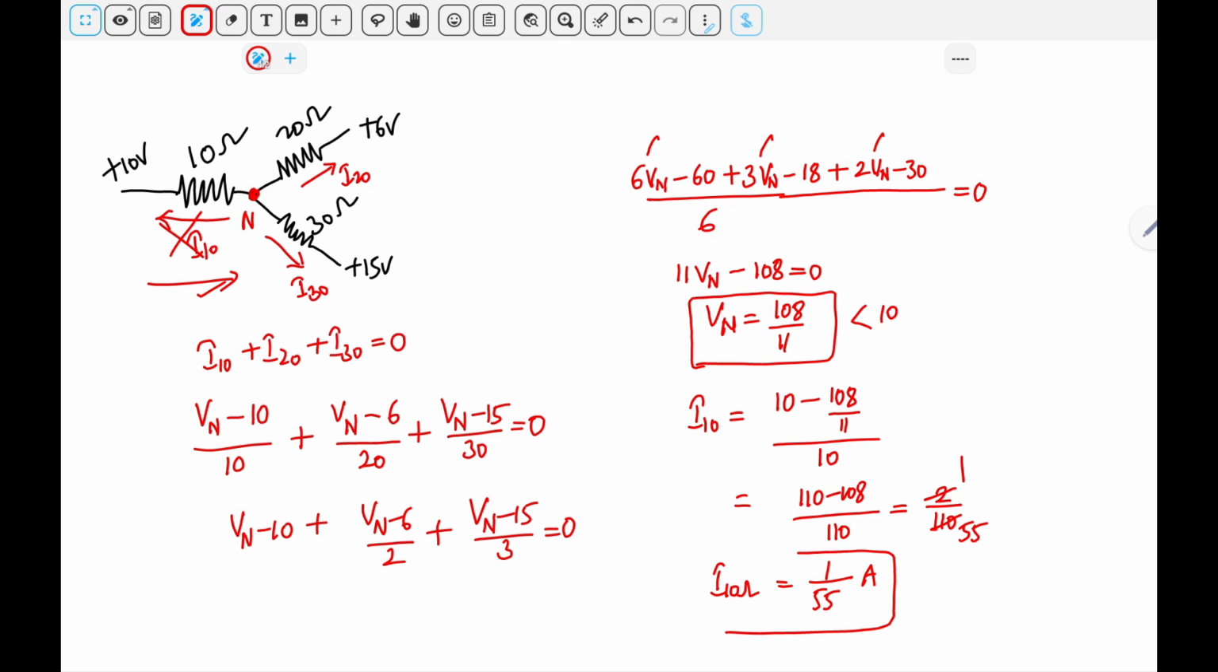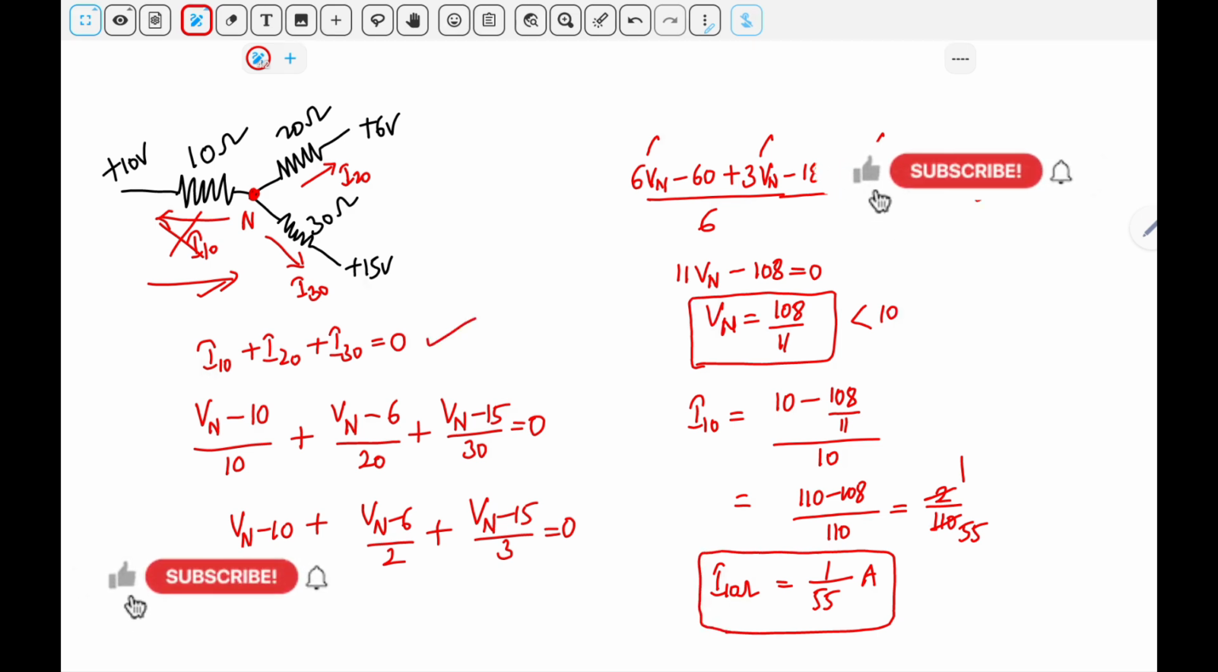So this current we obtained by applying simple nodal analysis. Okay, so in the next video we'll try to solve the same problem by using mesh analysis.